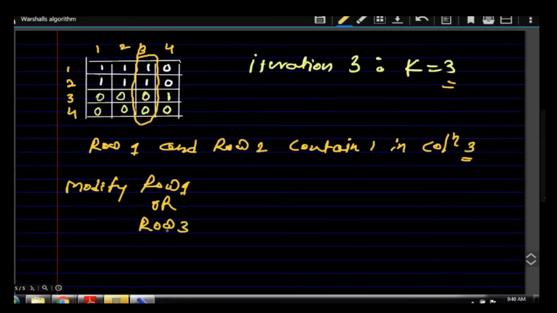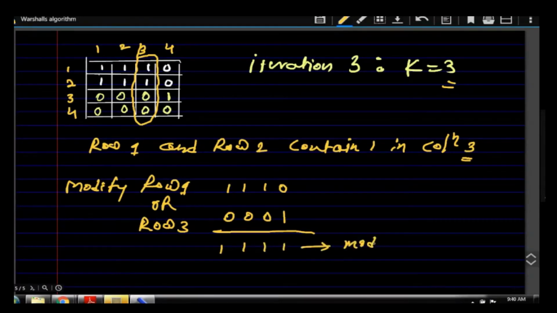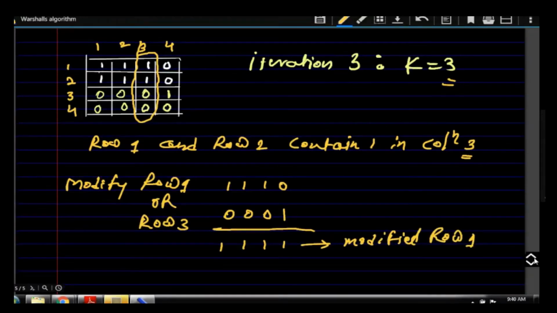So this should be fixed. Why is it 3? Because k equals to 3. So row 1 is 1 1 1 0. Let me write this, 1 1 1 0. And row 3 is 0 0 0 1. And its OR operation will be 1 1 1 and 1 here. So this is the modified row 1.